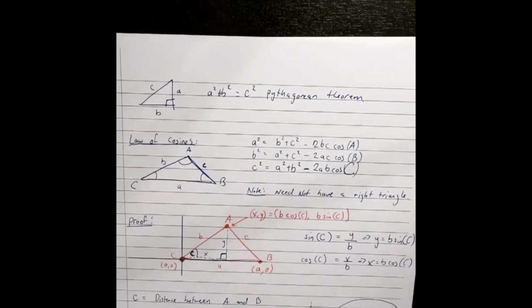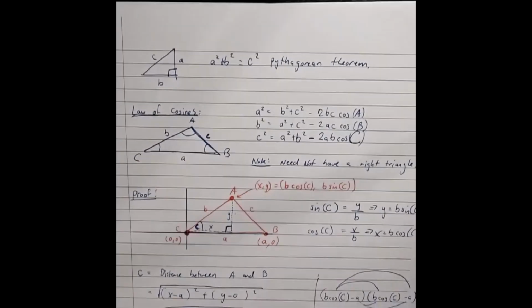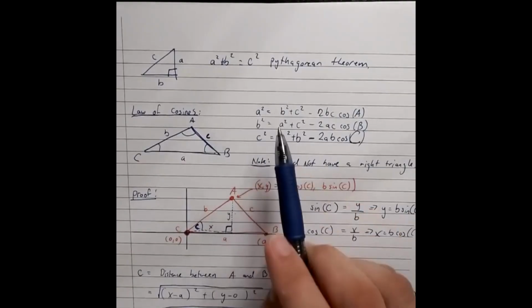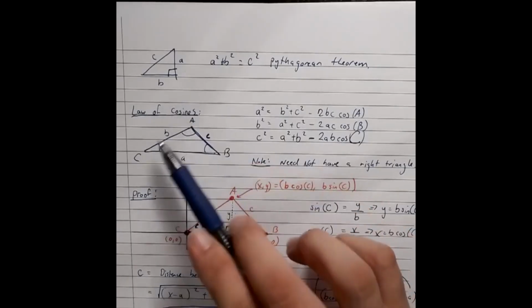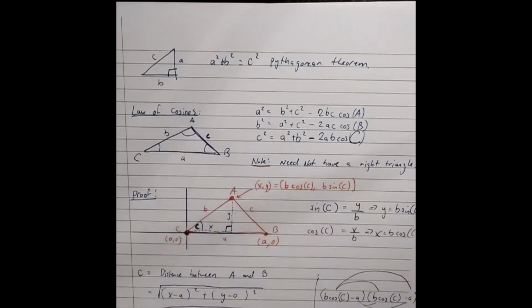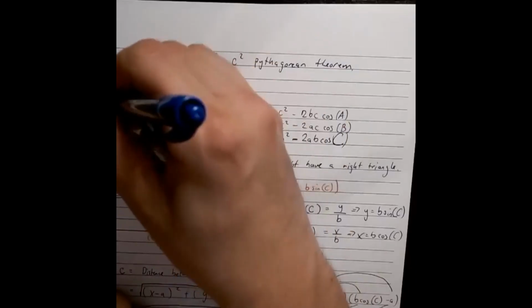So the law of cosines is the more generic version of the Pythagorean theorem. Notice it looks almost the same, but now instead of having to have a right triangle, it doesn't matter what kind of triangle we have. This will work out for us.